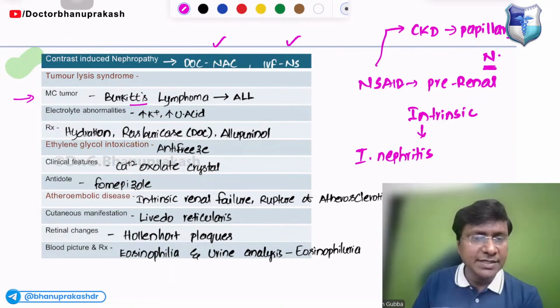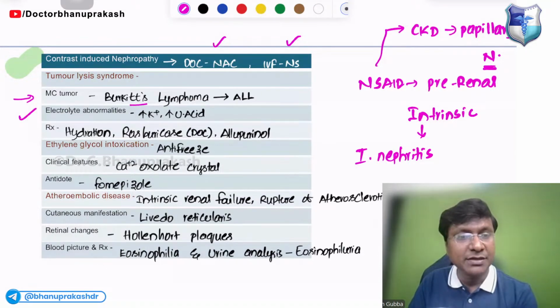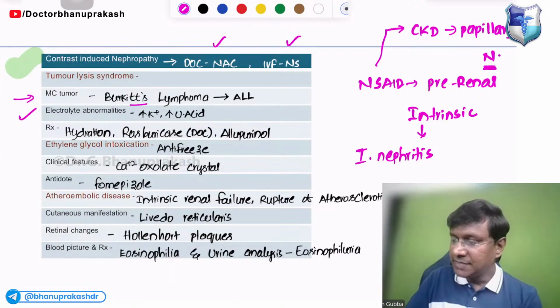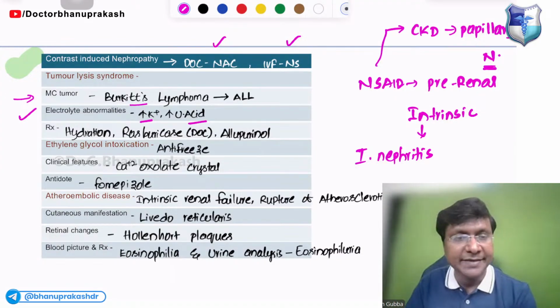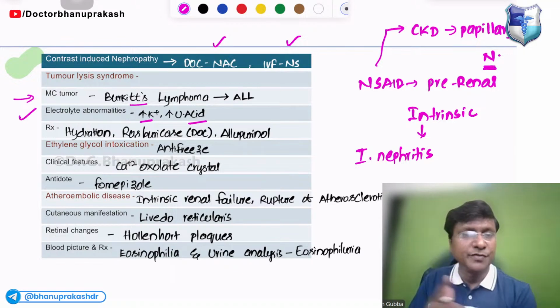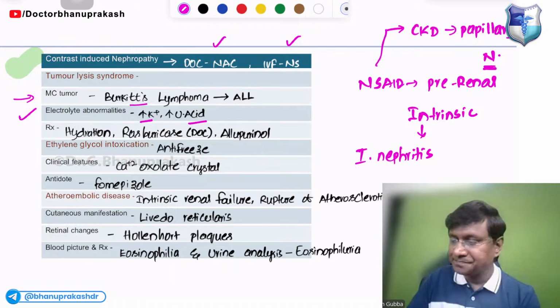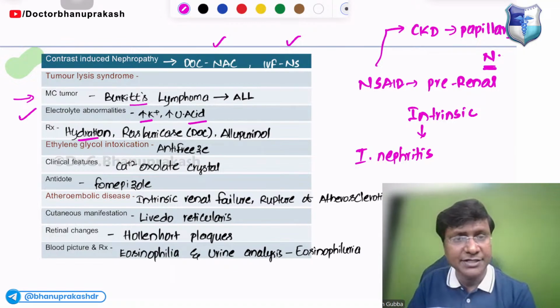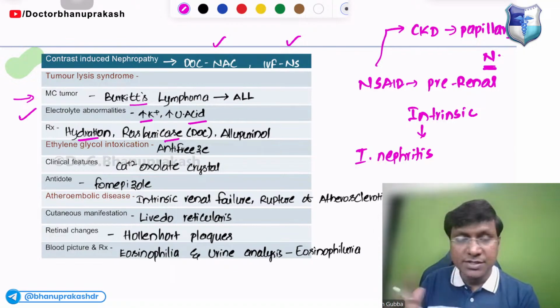Now, what are the electrolyte abnormalities that you come across in patients with tumor lysis syndrome? Hyperkalemia as well as hyperuricemia. So how do you treat these patients with tumor lysis syndrome, which will be causing acute tubular necrosis? Right, number one, hydration. And the next one is rasburicase.